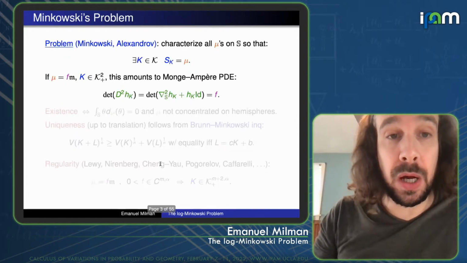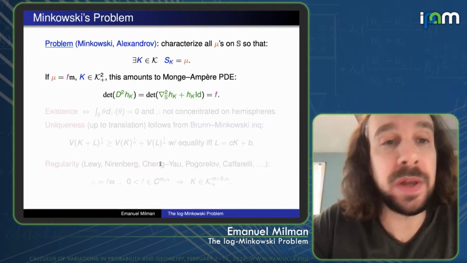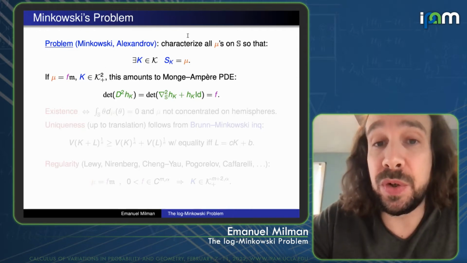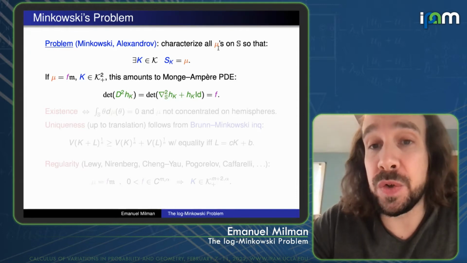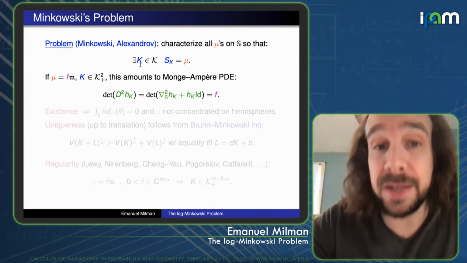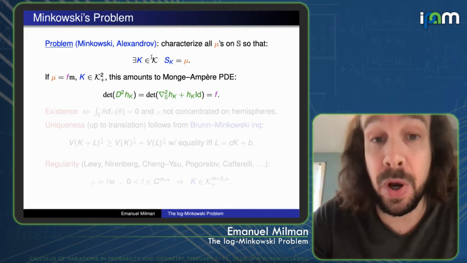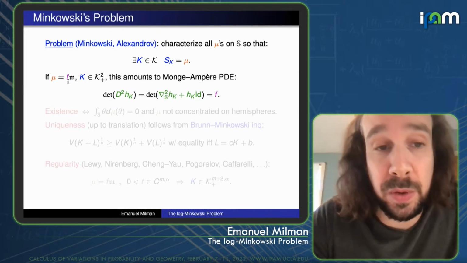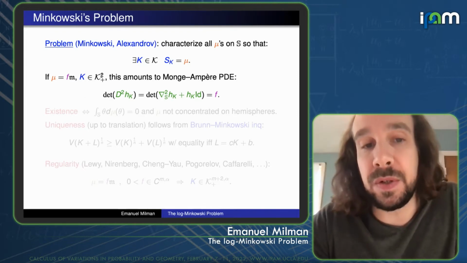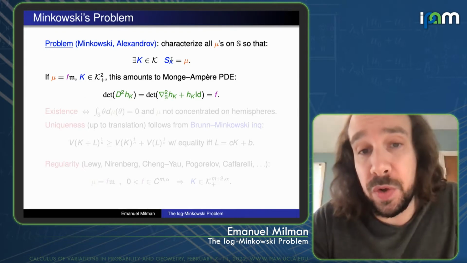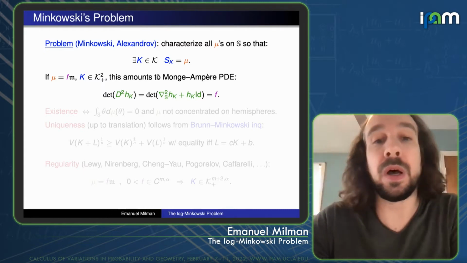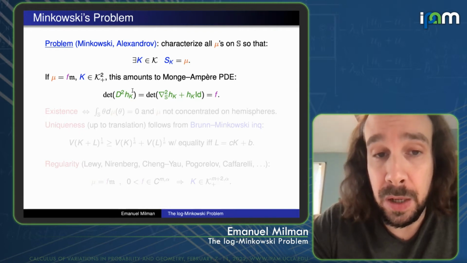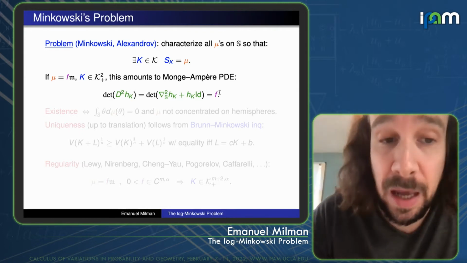Good. So the starting point of this talk is a famous problem posed by Minkowski and solved by Minkowski and Alexandrov, which is to characterize all measures mu on the unit sphere, which arise as the surface area measure of some convex body K. And if the right-hand side, the measure has a density with respect to Lebesgue, and if this K is C2 smooth and strictly positively curved, then you just compare densities. And this amounts to the classical Monge-Ampère PDE, where the determinant of this second derivative has to be equal to the given density f.